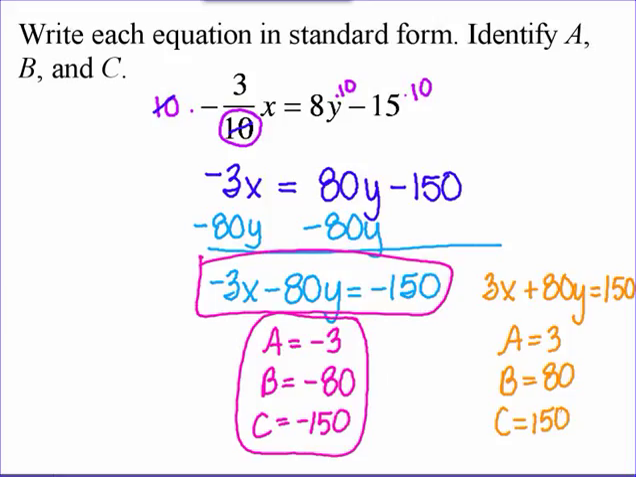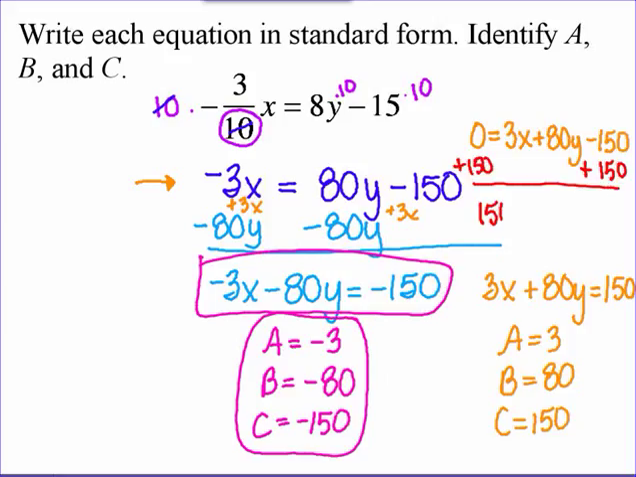Okay, this is the thing. Say, for example, I'm up here in this blue step. See where this blue step is? And say, for example, I decided to move the 3x over here to the right. If I did that, I would get 0 equals 3x plus 80y minus 150. Then what would I need to do? I'd have to move the 150 over to the left side. And I've still got the exact same problem.